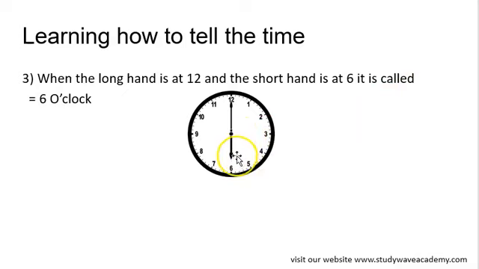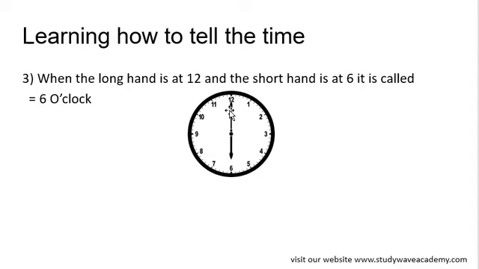Because the short hand is the hour hand and it tells us the hour, and the hour here is 6, and the long hand, which is the minute hand, is called, when it's at 12, it is called o'clock. So our time says 6 o'clock. Okay, we got that right? Correct. So we have other examples for us to practice, so we are going to move on.